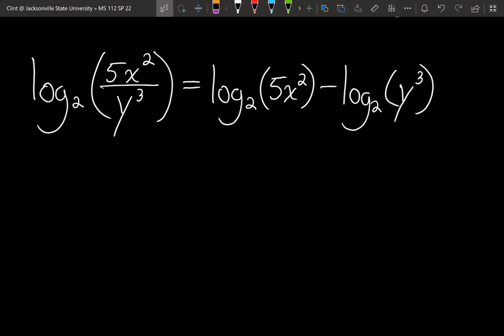And then we've still got some expanding we can do. Our first logarithm still has 2 terms. It's got a 5 and an x squared. And then we've also got a property where we can get rid of these exponents. So we need to keep going.